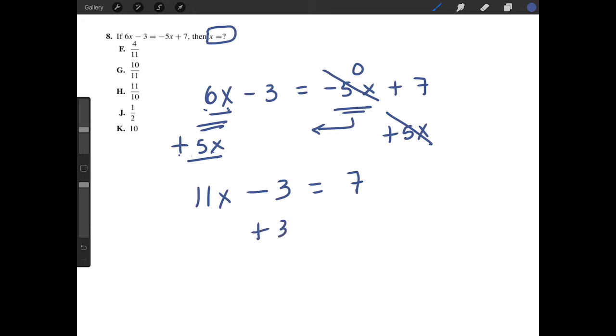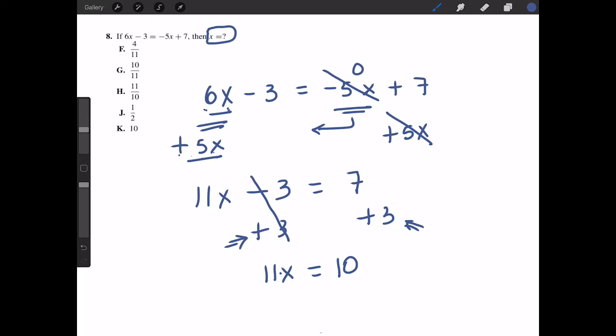What's the next step? Well, you want to add 3 to both sides of the equation. That way, on the left side, you end up with 11x minus 3 plus 3. This becomes 0, so 11x plus 0 or minus 0, it doesn't matter. You get 11x. And then on the right side, you end up with 7 plus 3, which is 10. Again, think of a scale balance. If I'm adding 3 to the left side, I better add 3 to the right side as well.